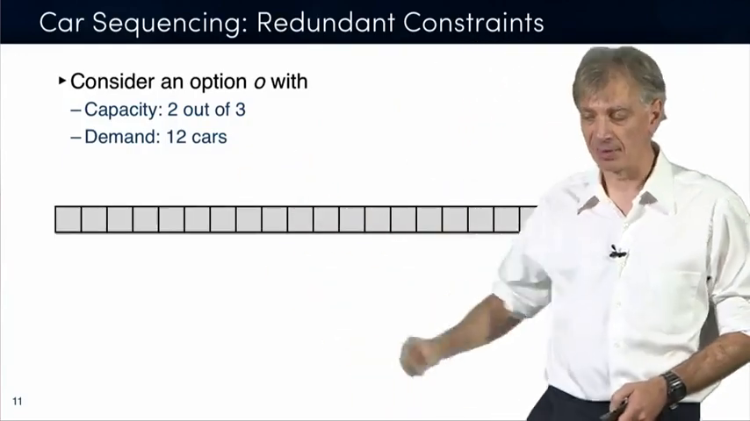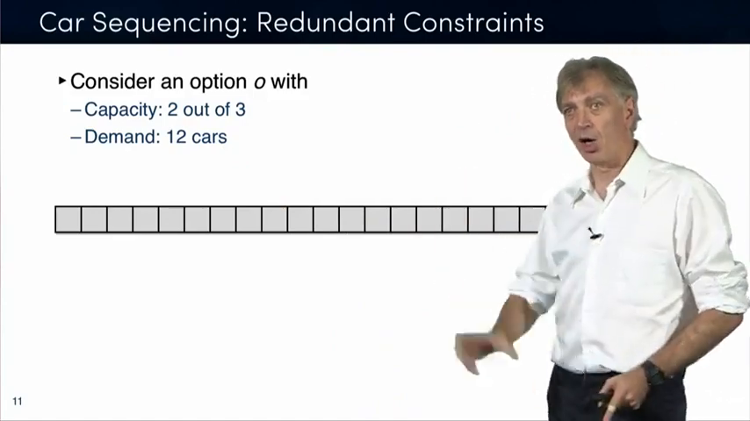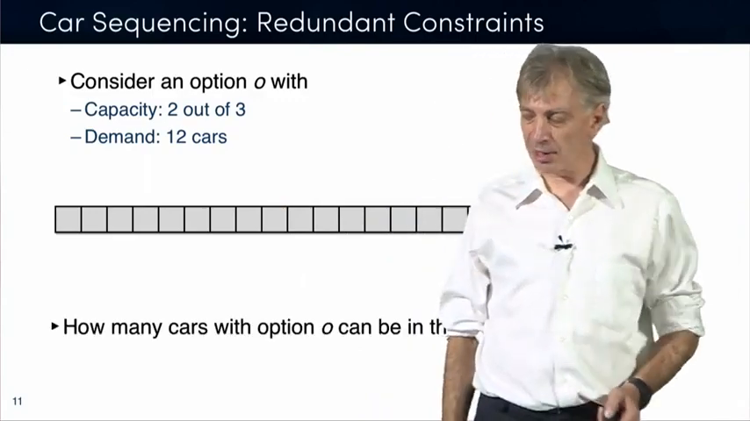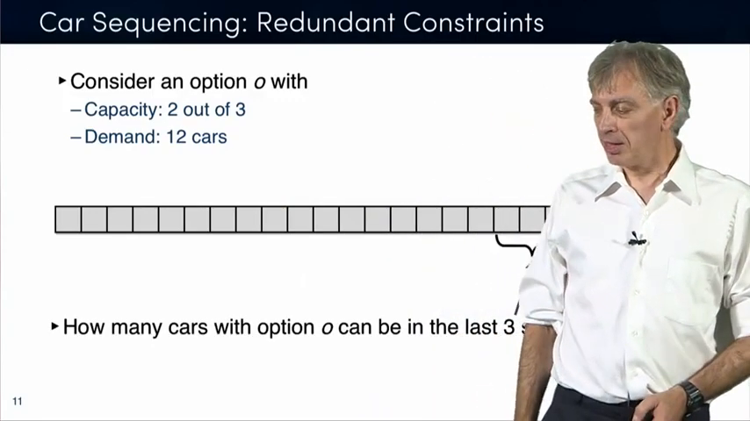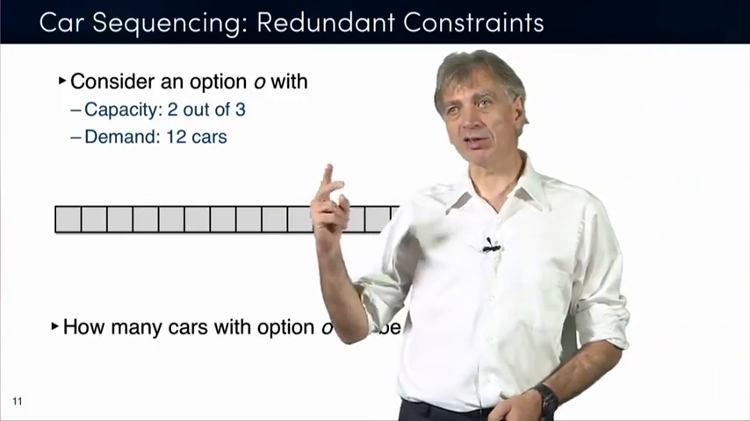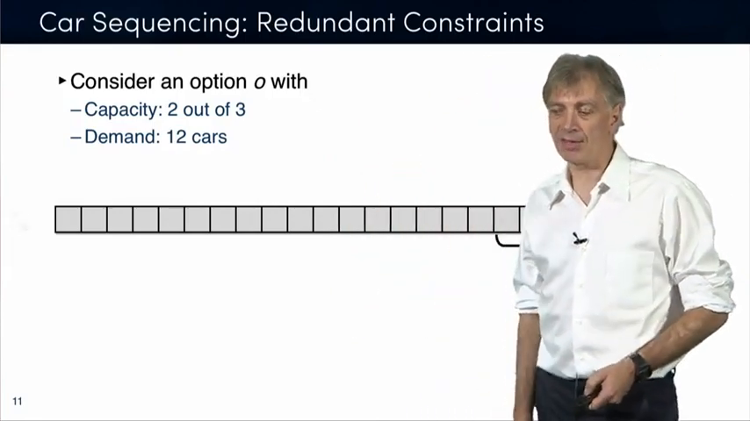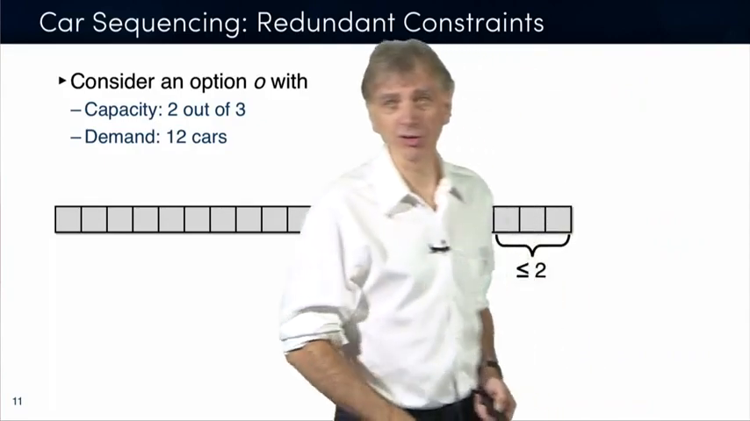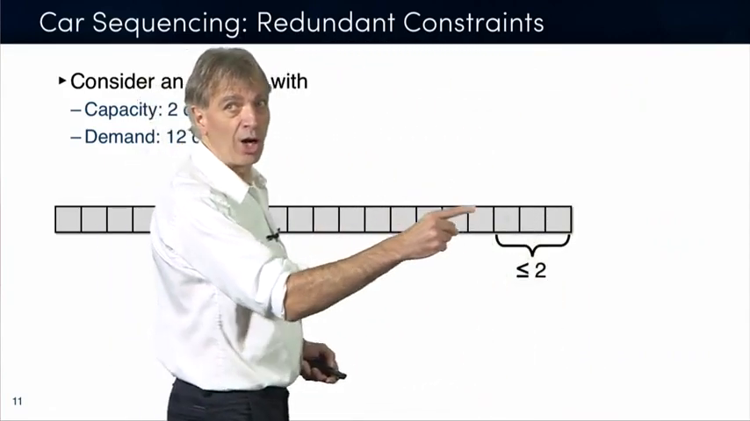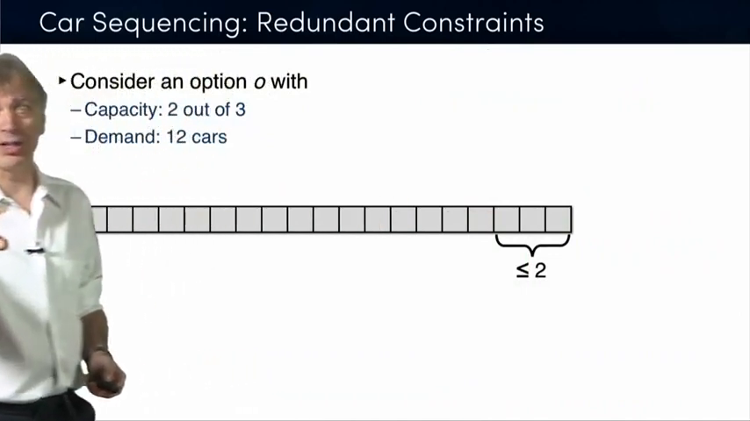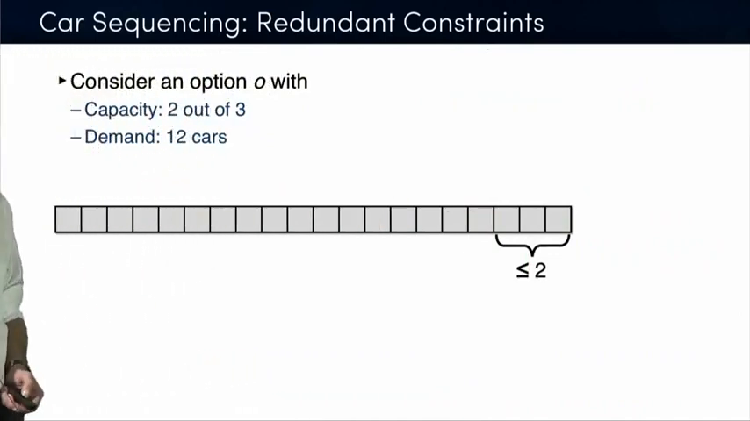This is my assembly line. I have to produce 12 cars. Out of every 3 slots, I can produce at most 2. So what do I know? I know that in the last three slots, I can only produce two cars. And therefore, what do I know? I can produce only these two cars on the last two slots. So what do I have to produce in the beginning? Well, I have to produce 10 cars in the beginning.